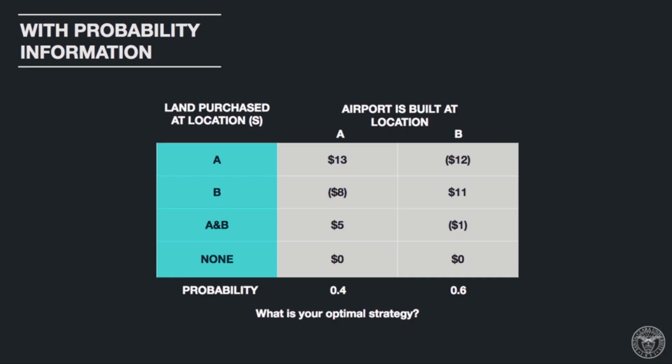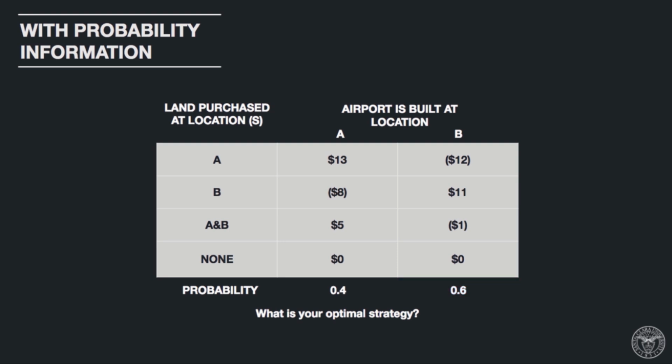In this case, we continue to have the three decisions, A, B, and none. And we have two possibilities for the state of nature. Either the airport is going to be built at location A with a probability of 0.4, or the airport is going to be built at location B with a probability of 0.6. Different from the decision rules without probability information, we now have the probability information of 40% for location A and 60% for location B.